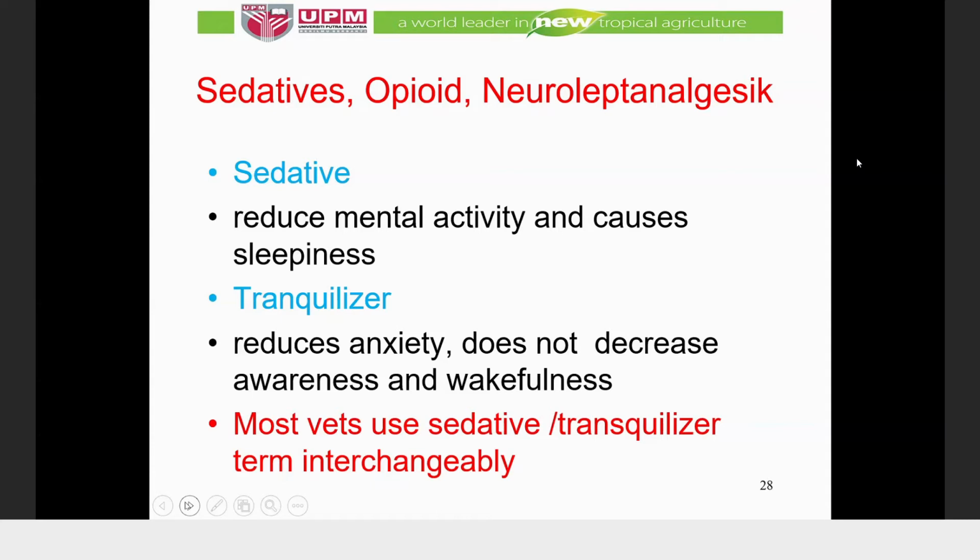But technically, scientifically, their definitions are different. Sedatives reduce mental activity and cause sleepiness, whereas tranquilizers reduce anxiety and do not decrease awareness and wakefulness. That means if you give a tranquilizer to an animal, it will be calm, but if you touch or stimulate it, it will be awake, just like normal. It's just a calming effect. But the sedatives, on the other hand, really depress the central nervous system and reduce mental activity.